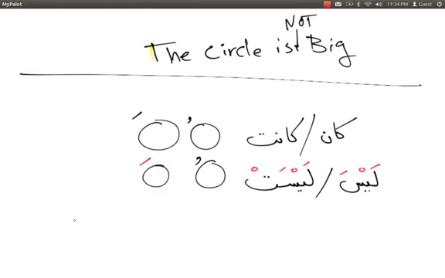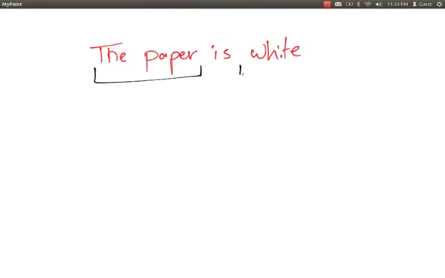Okay, so let's take some examples. I have a list of sentences here. They are written in Arabic, so I'm going to translate first into English, back to Arabic. Anyways, let's start with the sentence: the paper, meaning here a single piece of paper, is white. Okay? We said to translate this into Arabic, we'll have to ignore the is, right? And translate these two words.